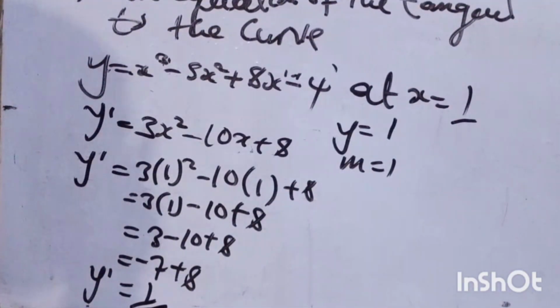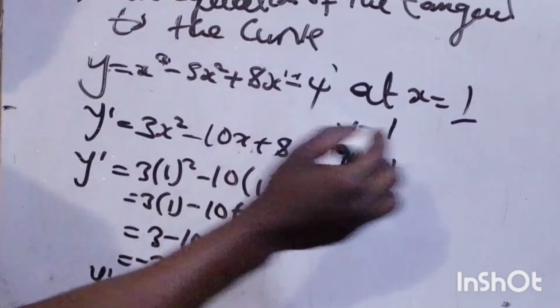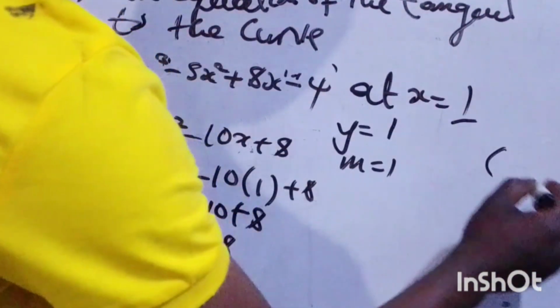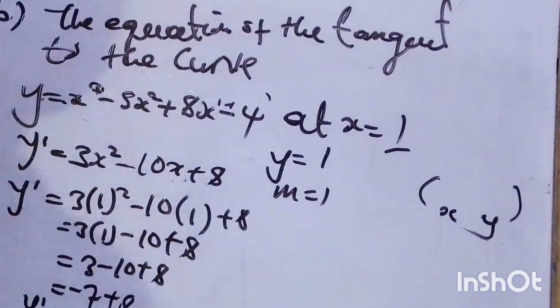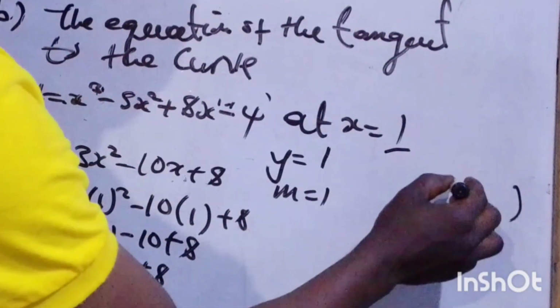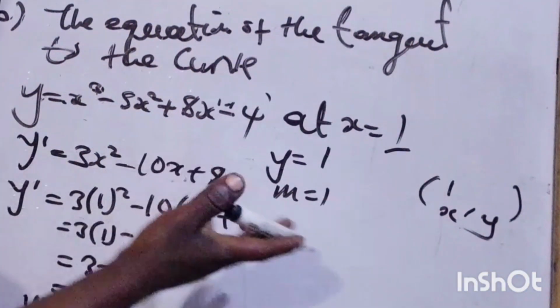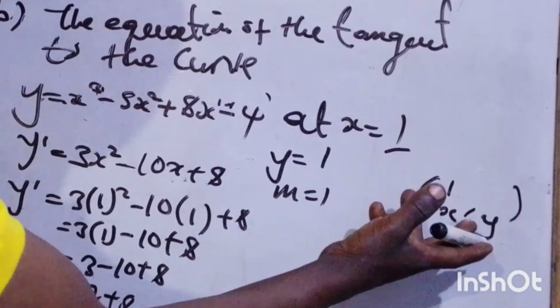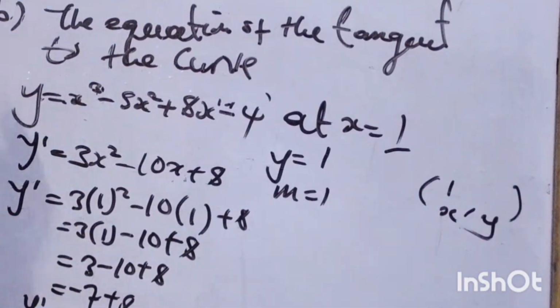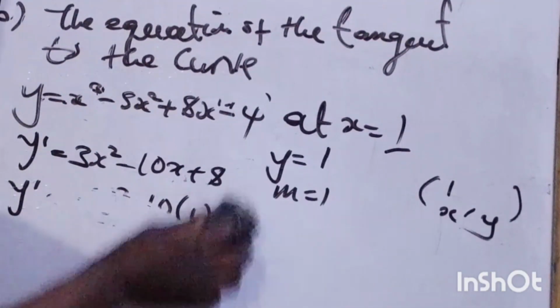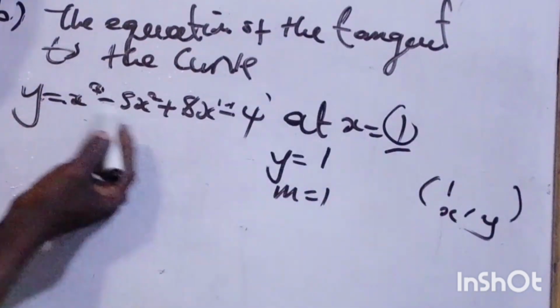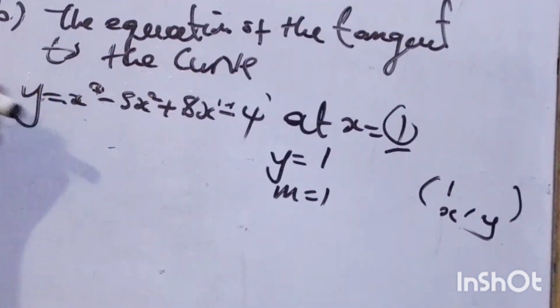So since we found the gradient, now we have to find this coordinate of x and y. So for x we already have 1 here, so we remain with y. Okay, so how do we find the value for y? So what you do, since I've already shown you how to find the gradient, you plug in this one into the original polynomial equation.